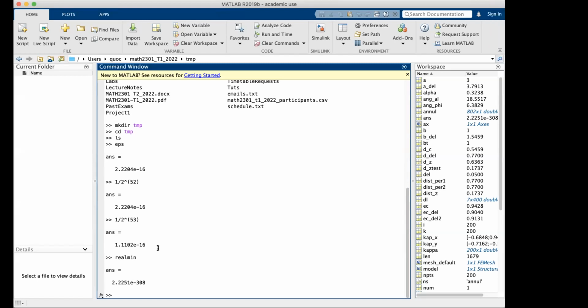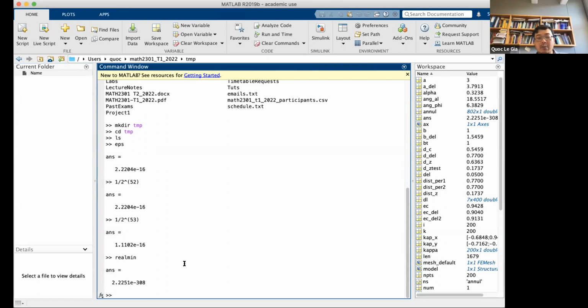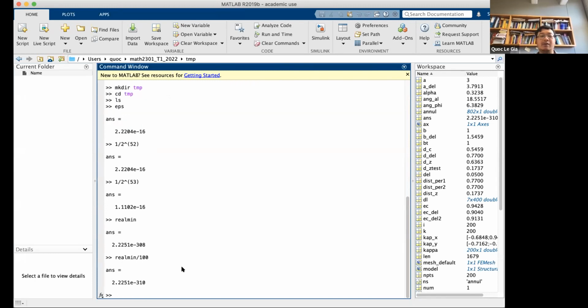Okay, so does it make sense? So now if I take real mean and divide it by, say, 100, oh, it's still not 0, because it's a normalized number. So real mean is the smallest normalized number, and Matlab is still storing unnormalized numbers as well.